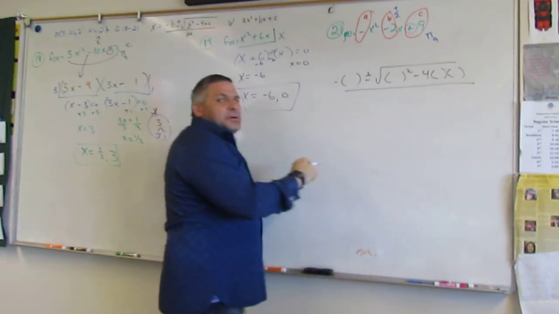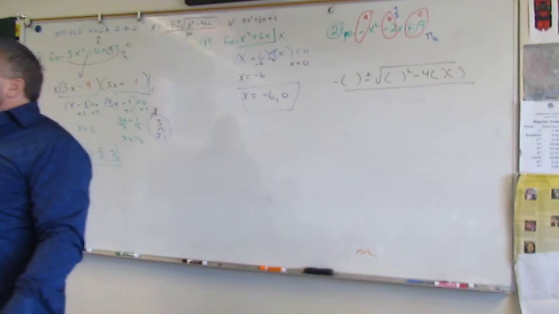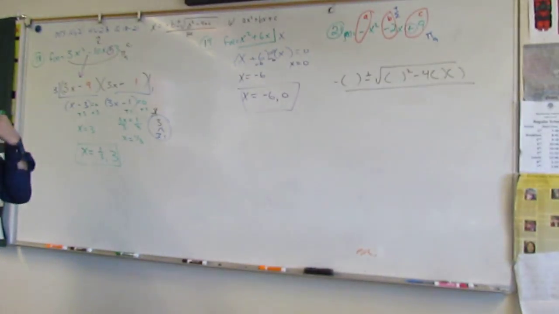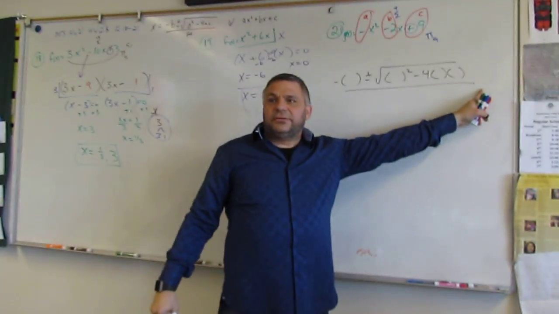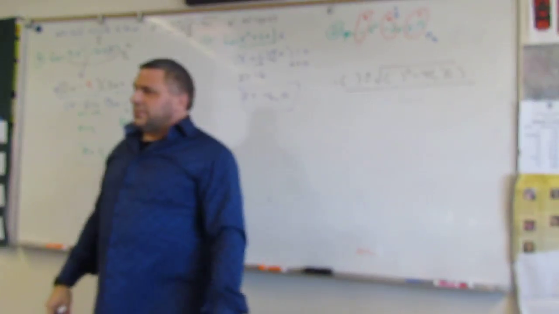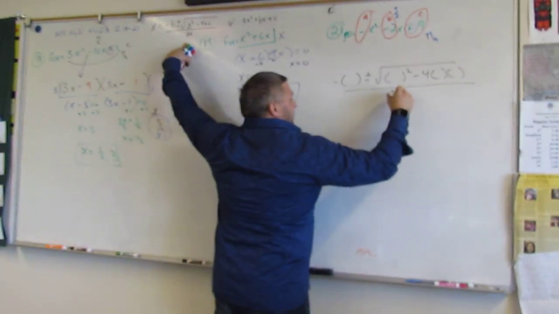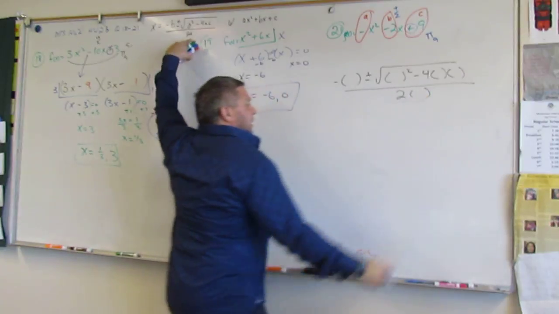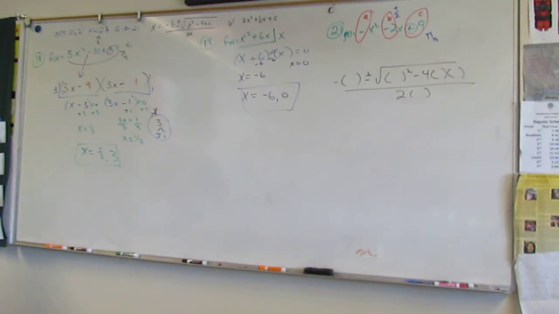all over. All of it. This is where students make mistakes. They don't put it all over it. They'll just put it under this. Okay? All of it. All over 2A. Okay? And once I have those parentheses there, I can just plug into them.